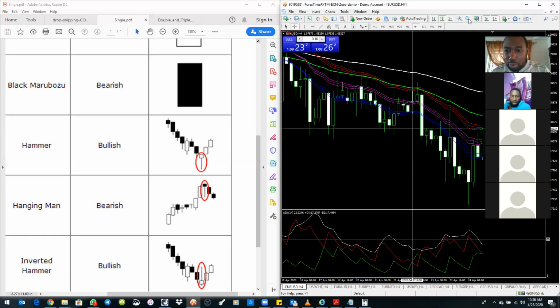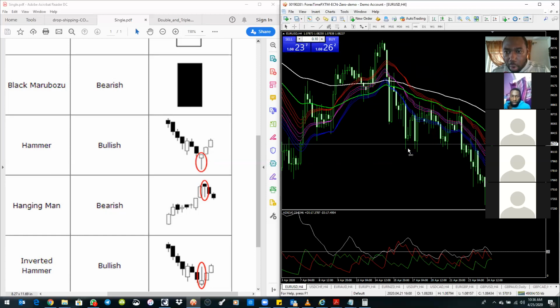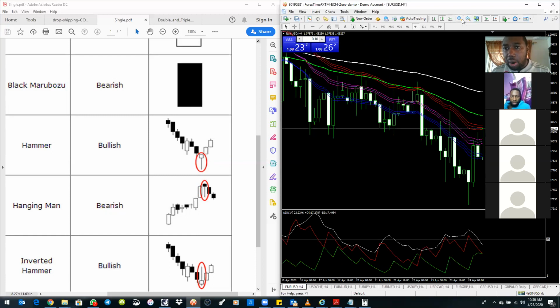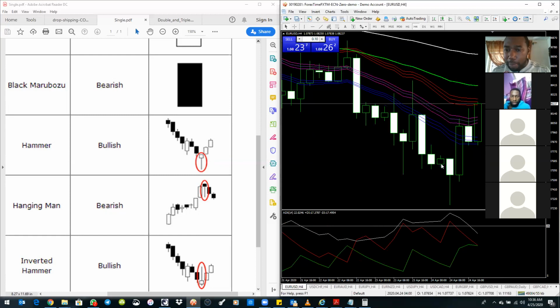Now, we'll still get into that later on how you can combine these candlestick patterns with other trading habits that will make them more effective. That basically will tell you that this particular hammer is not going to have that much effect in the market, whereas this particular hammer will have a stronger effect in the market.